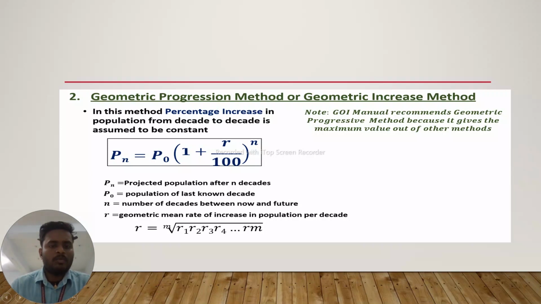Then we calculate using the geometric progression formula: Pn equals P naught times (1 plus R by 100) to the power n. As we know, Pn stands for the projected population after n decades, P naught is the population of the last known decade, and n is the number of decades between now and the future. R is the geometric mean rate of increase in population per decade. R is found using the geometric mean of R1, R2 and so on, the rates per decade. We have to find it this way, right?